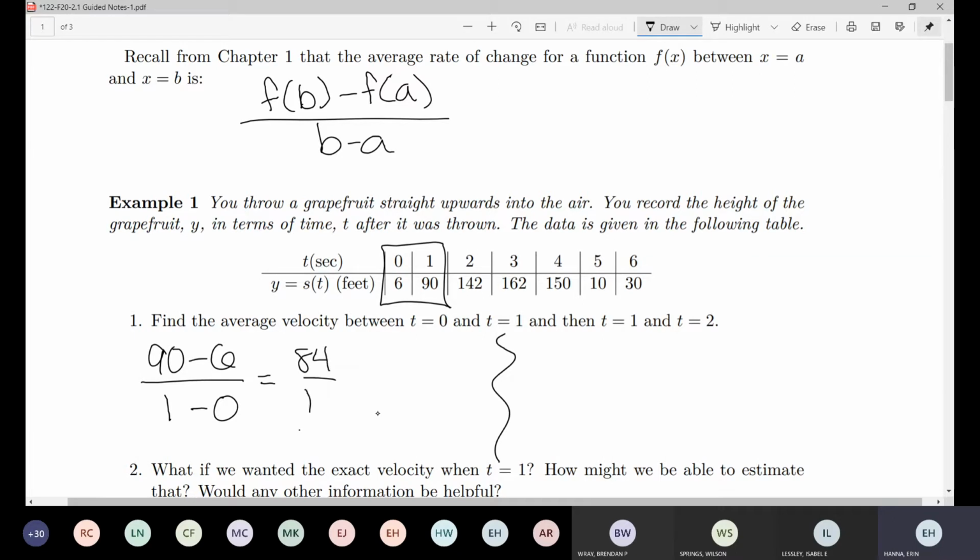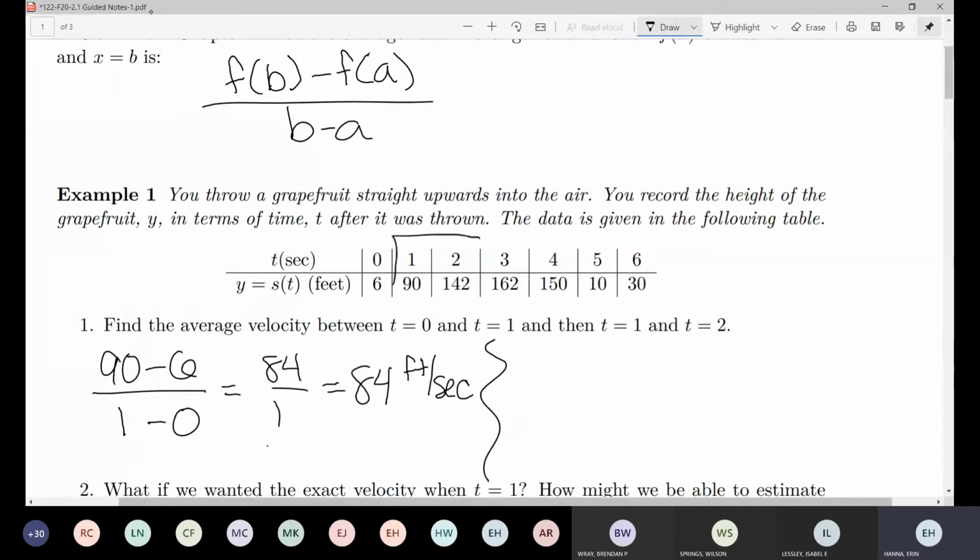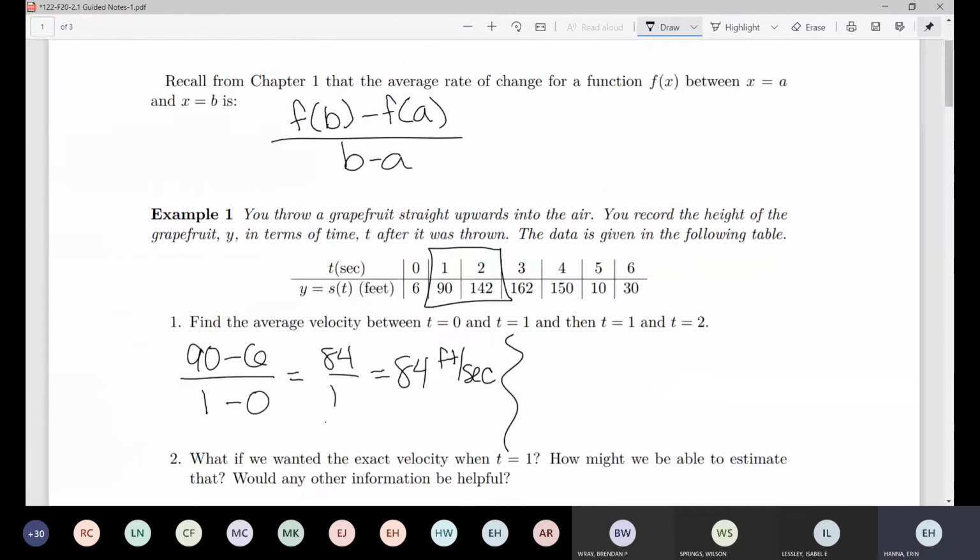I'm going to breeze through this slightly because it's a topic we've talked about before, but if you need me to go back over something or slow down, just let me know. So that would be our average rate of change between 0 and 1: 84 feet per second. And then between 1 and 2, we have 142 minus 90 over 2 minus 1. That's 52 over 1, so 52 feet per second.